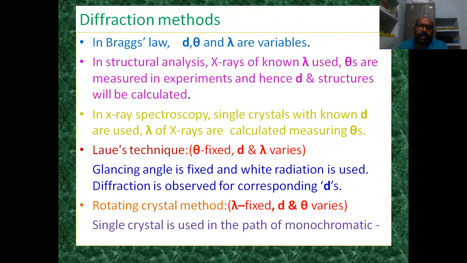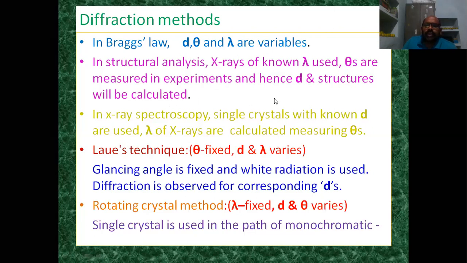Depending upon which parameter is fixed, there are different methods. Generally, in structural analysis of materials, X-rays of known wavelength are used. That means lambda is fixed here, and corresponding to that wavelength, the diffraction patterns are observed corresponding to different planes in different directions.